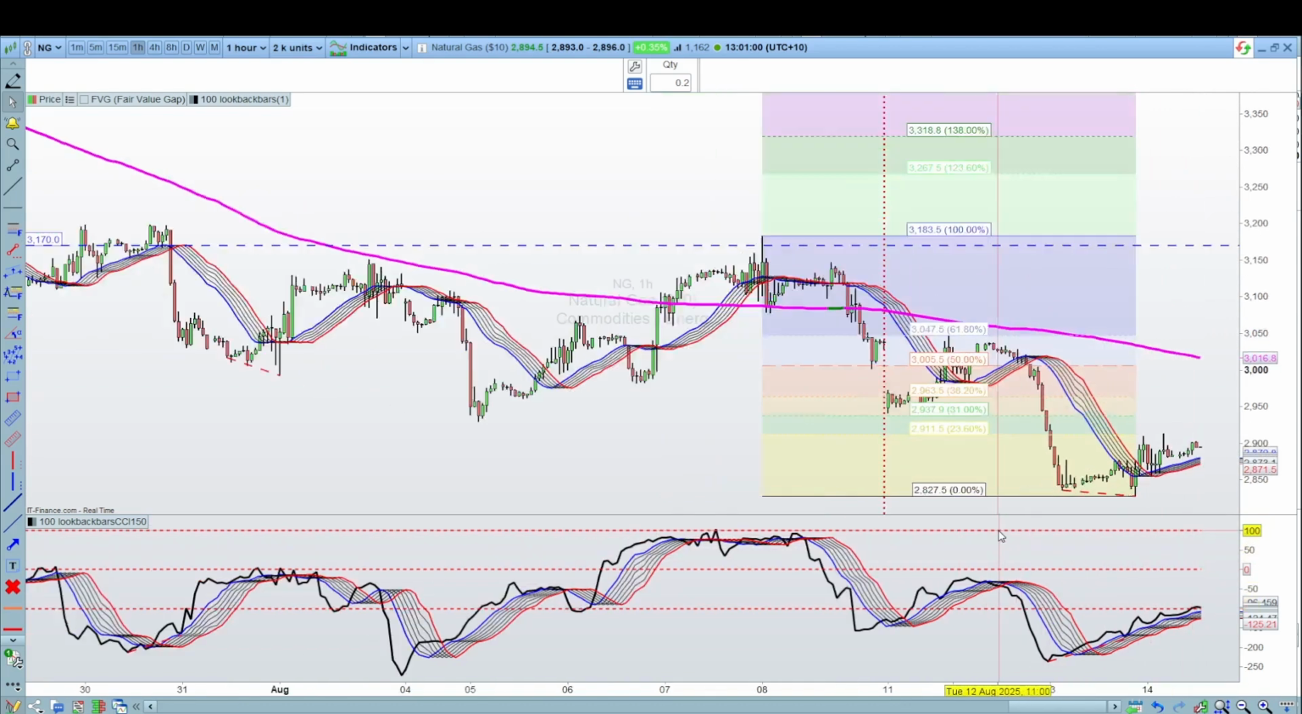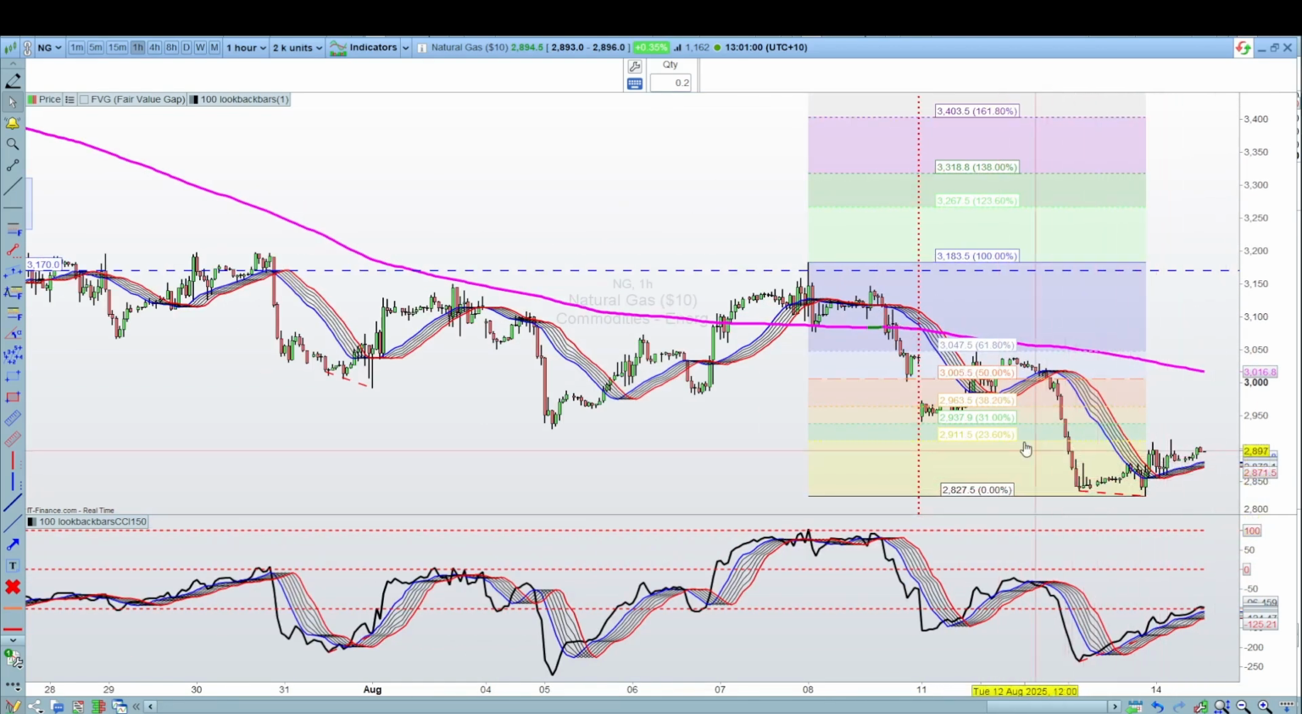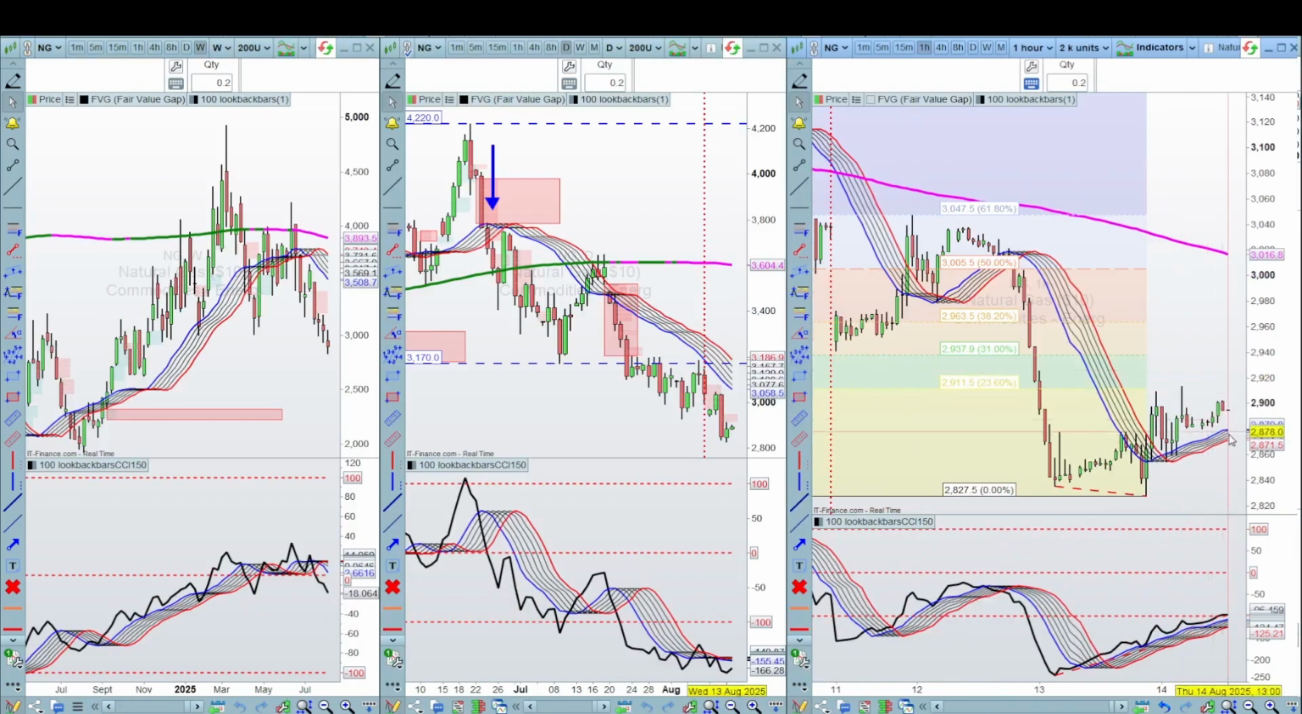So again, to continue trading this, don't go long. To continue trading this, wait for the hourly here to break below the moving averages on both the price and the CCI, as long as the daily's in a downtrend still, to take further short positions.